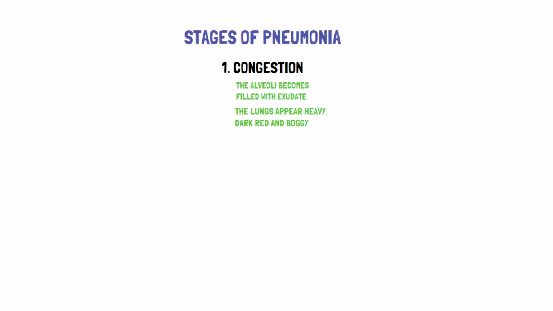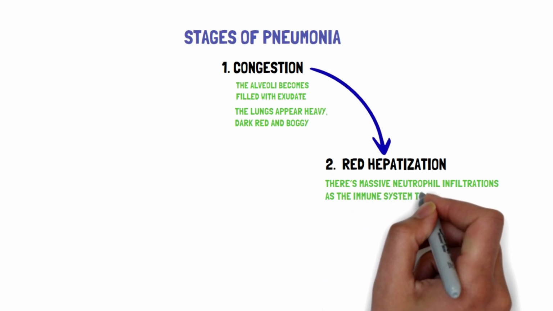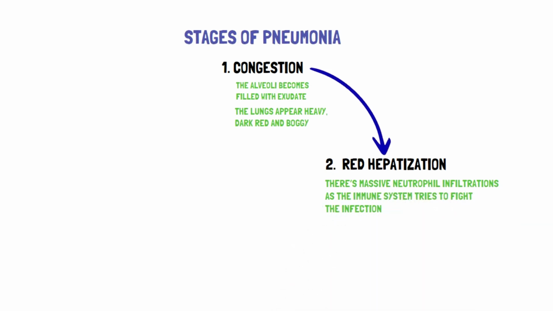Now let's move to our second stage, that's red hepatization, which is also known as the consolidation stage. The lungs become solid and liver-like. That's why we give the term red hepatization, hepa referring to the liver. There is massive neutrophil infiltration as the immune system tries to fight the infection.